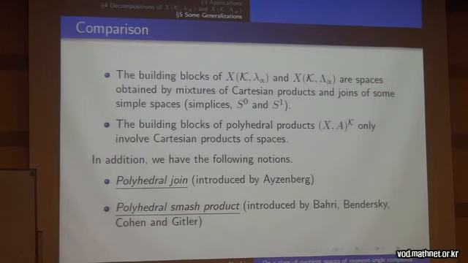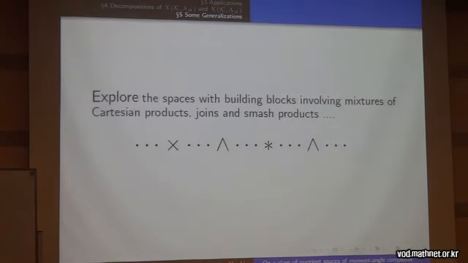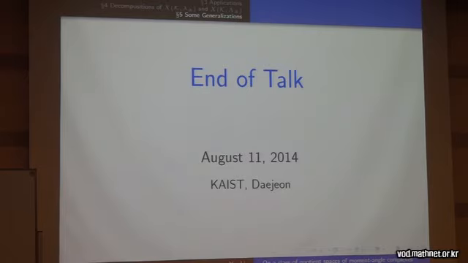This is the last comparison: the building blocks of polyhedral products involve Cartesian product spaces, and we have the polyhedral join introduced by Aronsberg and the polyhedral smash product by Professors Bahri, Bendersky, Cohen, and Gitler. So I think it's interesting to explore spaces whose building blocks involve a mixture of Cartesian products, joins, and smash products. They probably produce some interesting spaces, and I would expect the Coxeter type formula to also hold for such more generalized spaces. Okay, finally, I'm sorry.